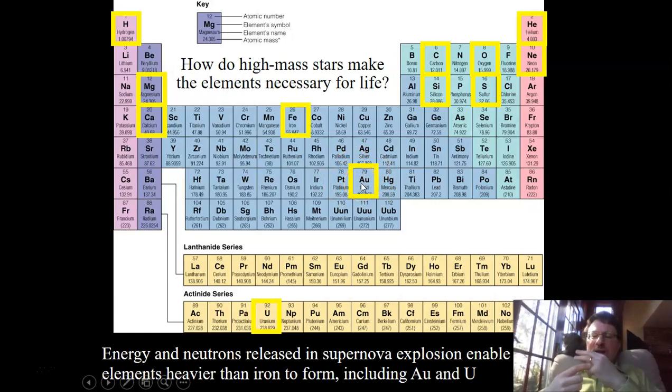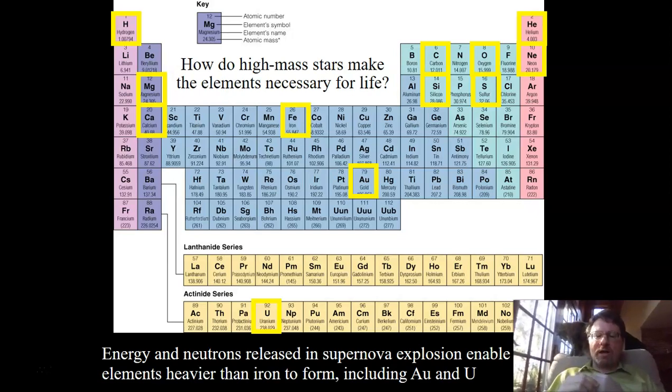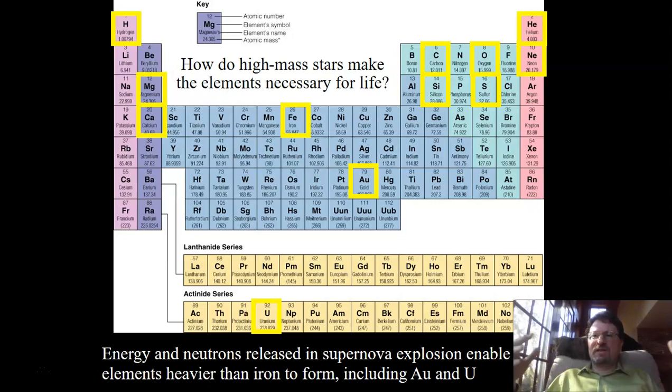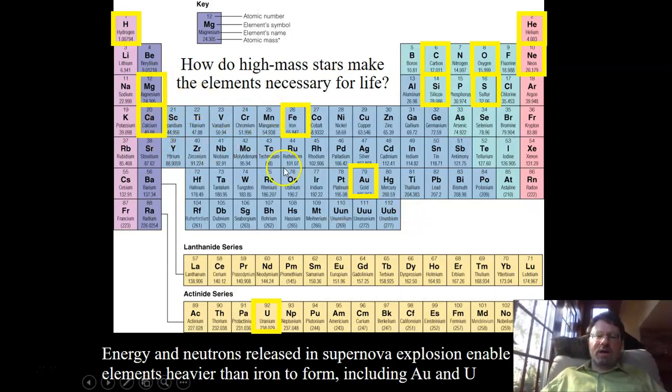In my wedding band, this gold here, it was either made in a supernova explosion or it was made in a collision between neutron stars. Either way, it was some kind of celestial astronomical event which made those elements that we see around us heavier than iron on the periodic table.